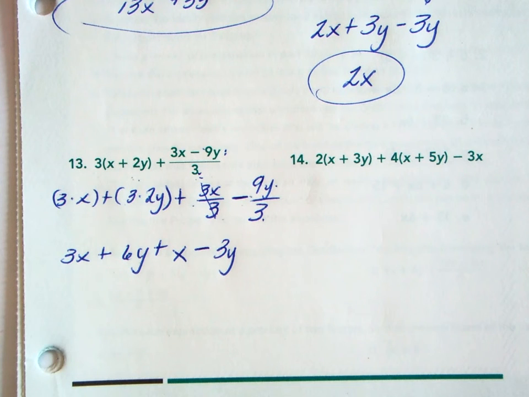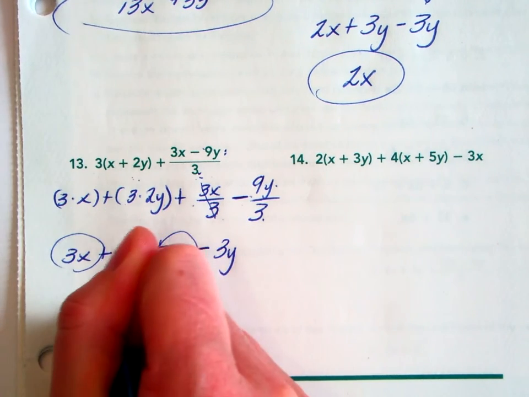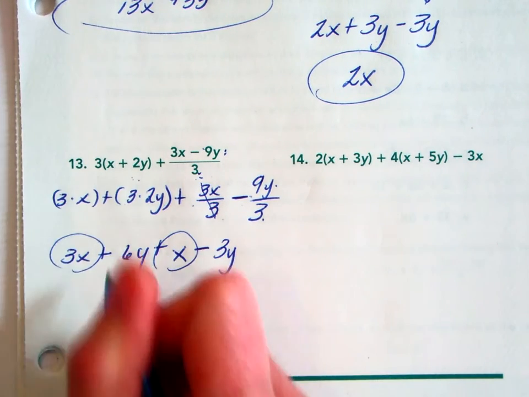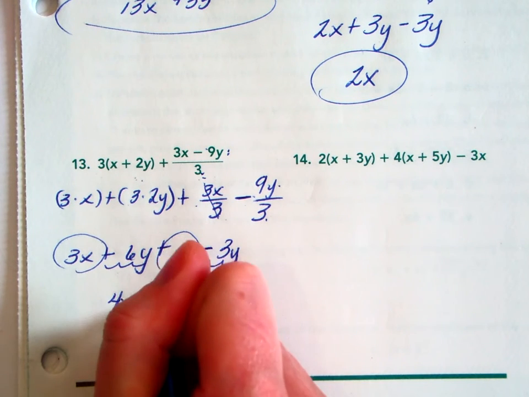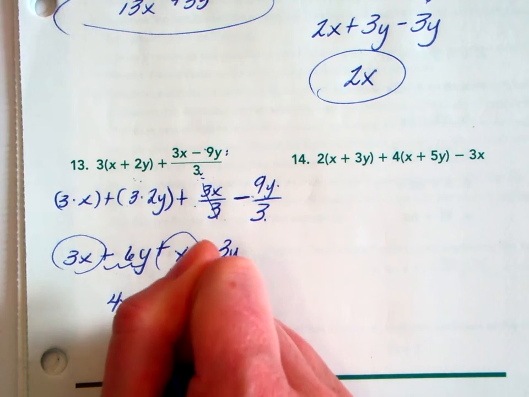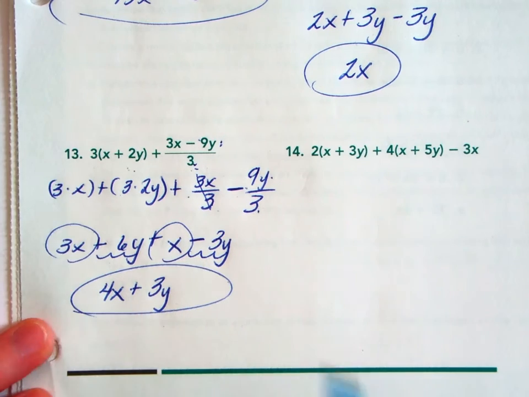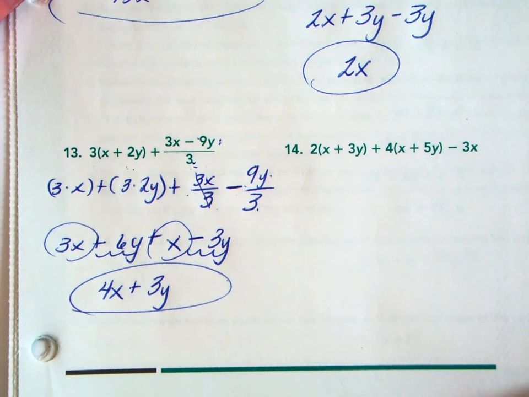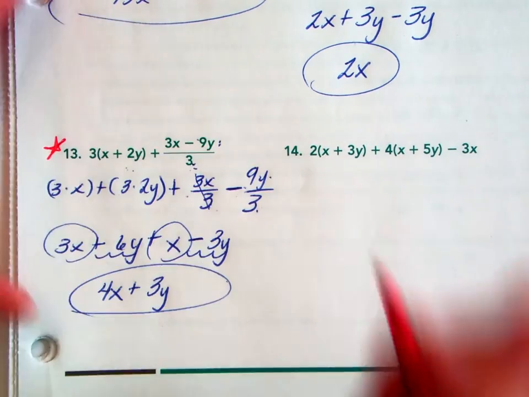Now we're going to look for things to combine. The x's look like they can go together. 4x. Positive 6y, negative 3y, I'm going to say plus 3y. 4x plus 3y is your simplified expression. That one's pretty neat because it has both skills in one.